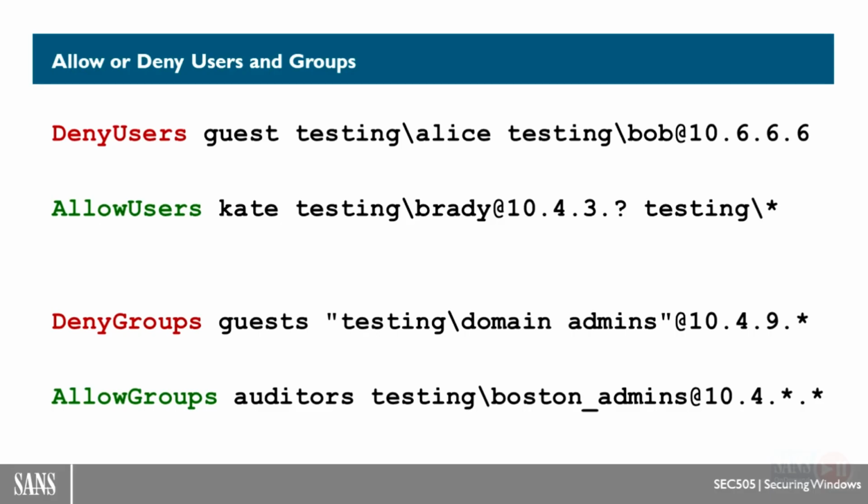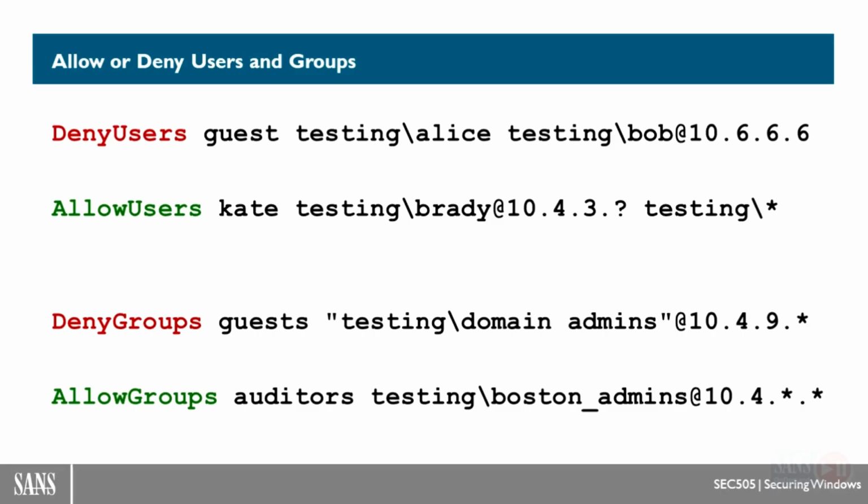So imagine that the Boston admins have jump servers and administrative workstations, and we have set aside a range of IP addresses for the Boston admins. They all begin with 10.4. So in this case, you have to be a member of the Boston admins group, and also you have to be coming from one of the known source IP addresses for the jump servers or workstations of the Boston admins.